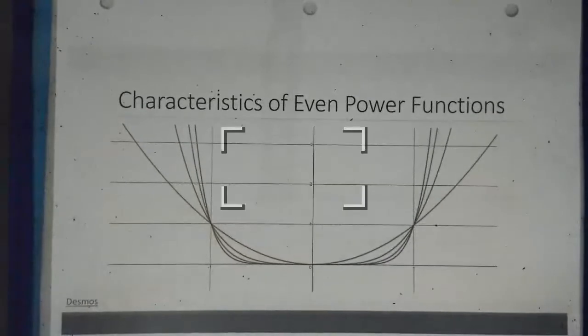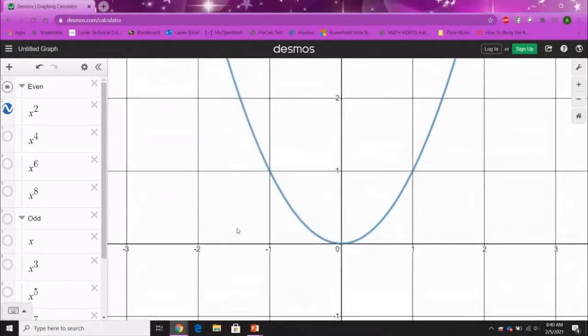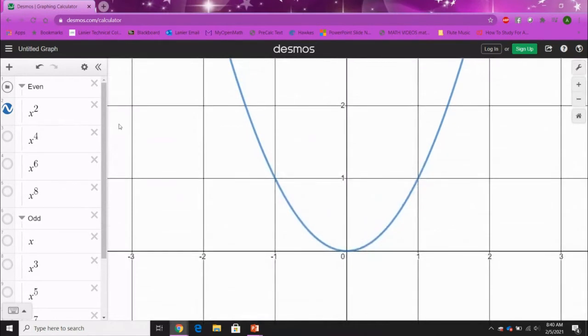I printed out what the slide actually looks like, but in black and white it's not super great. So I am going to switch us over to Desmos so we can see a little bit better what's going on. So right now we are looking at the graph of x squared. So we are looking at even power functions right now. It looks like a parabola, everything's normal.